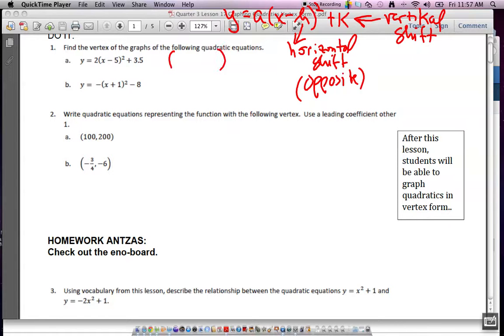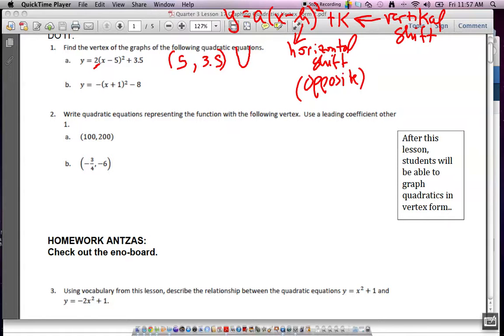What is the vertex of this equation? What's the x-coordinate of the vertex? Everybody? 5. And what's the y-coordinate? 3.5. Very good. This parabola will be skinnier than a regular parabola because of the 2 in front. Okay? Basically, it means every y gets twice as big, or it gets as big twice as fast.